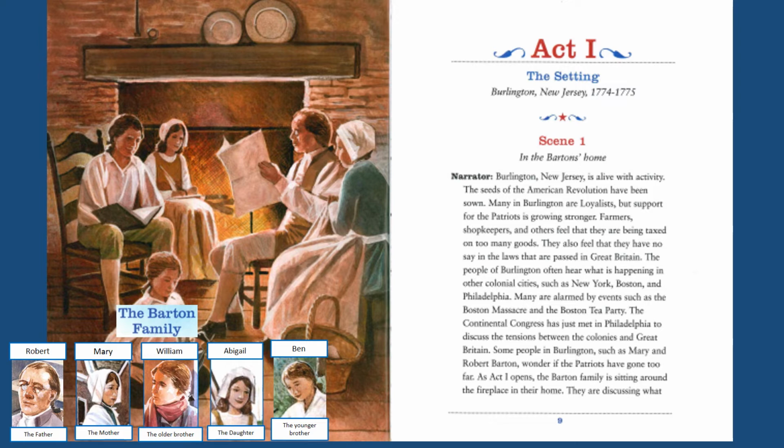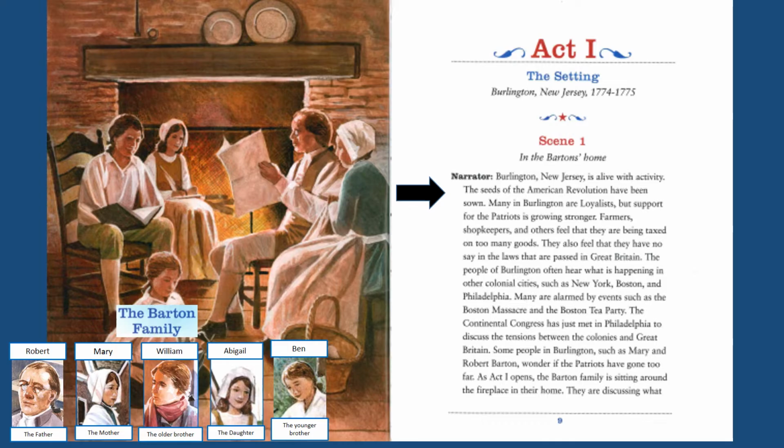Act 1, the setting, Burlington, New Jersey, 1774 to 1775. Scene 1, in the Bartons' home. Narrator. Burlington, New Jersey is alive with activity. The seeds of the American Revolution have been sown. Many in Burlington are loyalists, but support for the Patriots is growing stronger. Farmers, shopkeepers, and others feel that they are being taxed on too many goods. They also feel that they have no say in the laws that are passed in Great Britain.